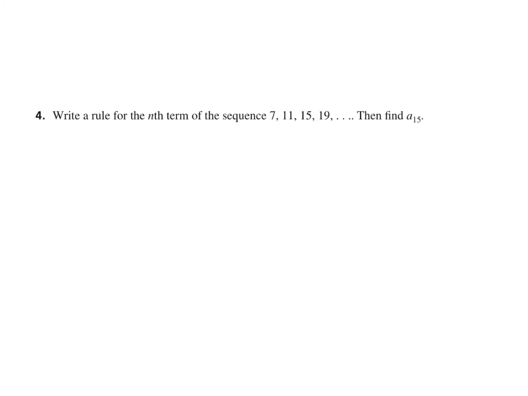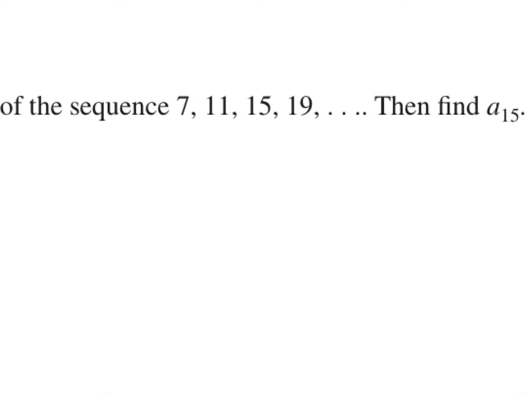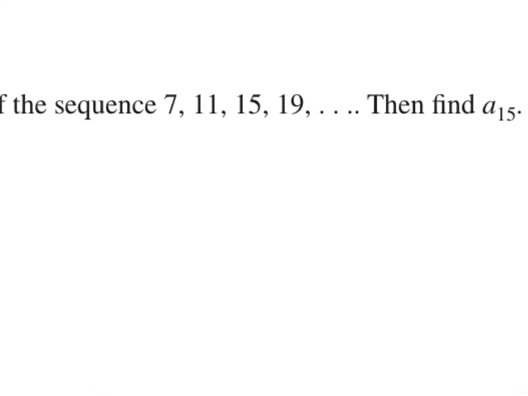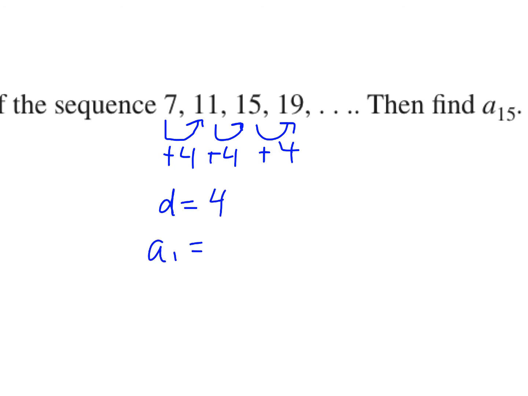All right, so let's look at the next example, number 4. Write a rule for the nth term of the sequence, then find A sub 15. So we need to find our common difference first. So what are we adding to get from one term to the next? Adding 4, and adding 4. So what's our D? 4. D is 4. And what is our a sub 1?